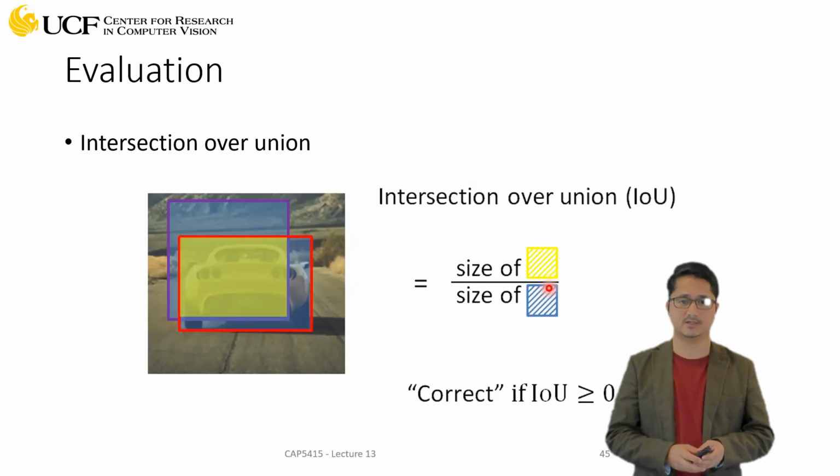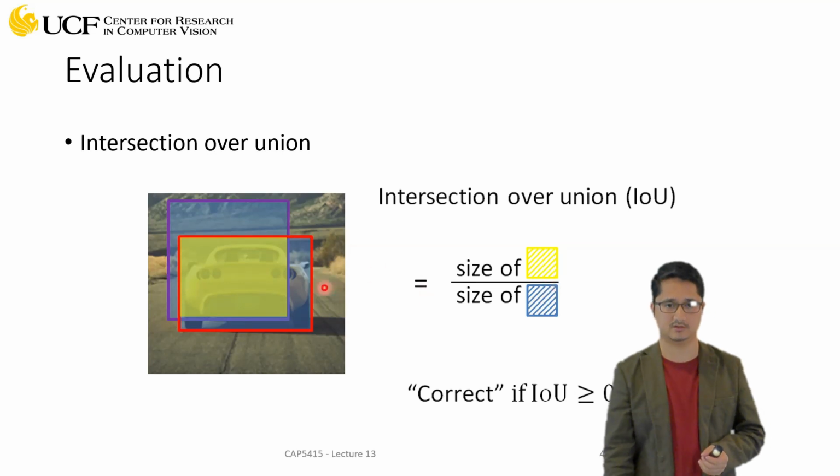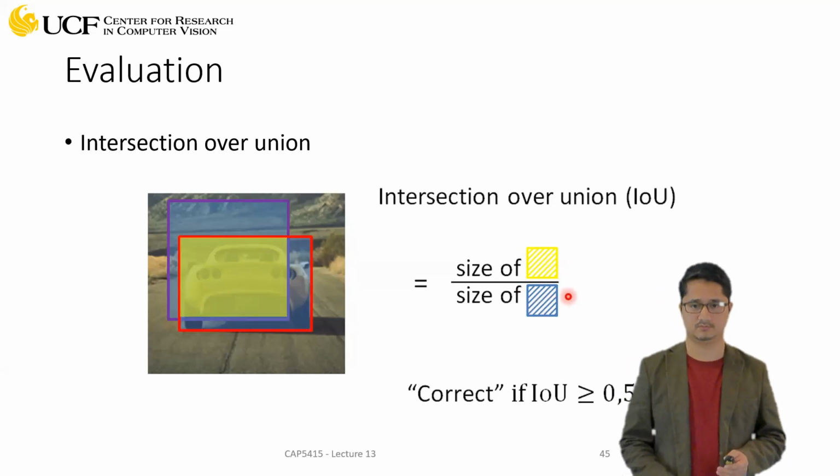Before that, let's do a quick recap of intersection over union. We saw that earlier. You will have two different bounding boxes. The yellow one is the intersection, which will go in the numerator, and the blue one is the union, which is all the area these two bounding boxes are covering. And we just compute a ratio of these two.